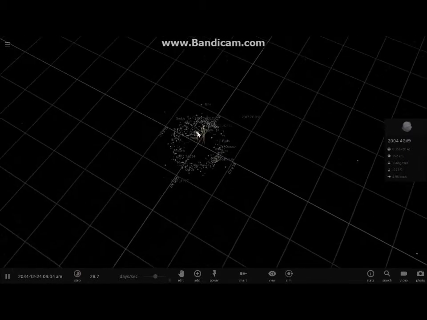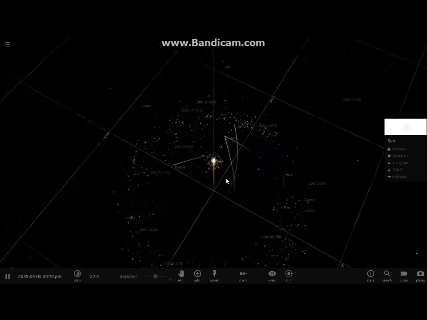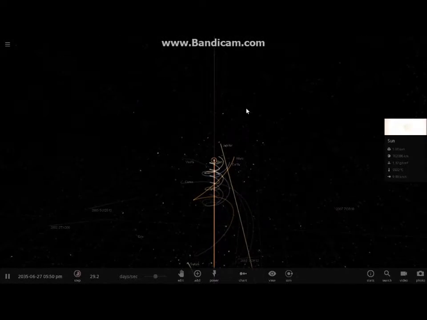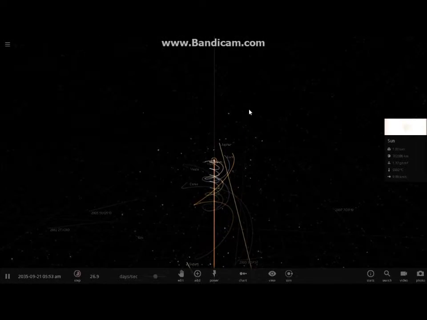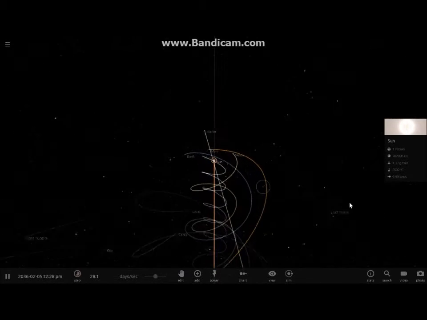Anyway, this is just one of my favorite things to do in this game, to mess with the solar system and ask, what would happen if the sun randomly started going up at 10 kilometers per second?